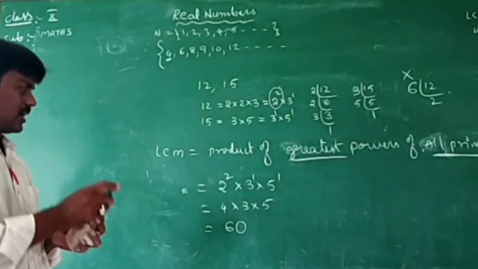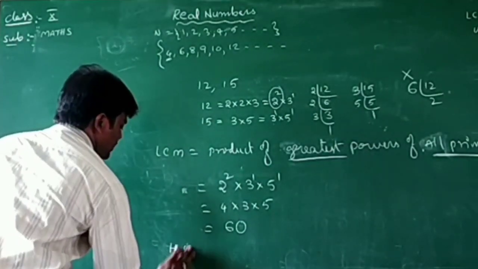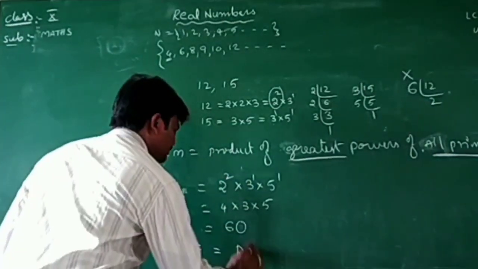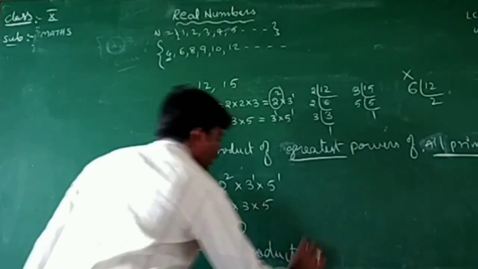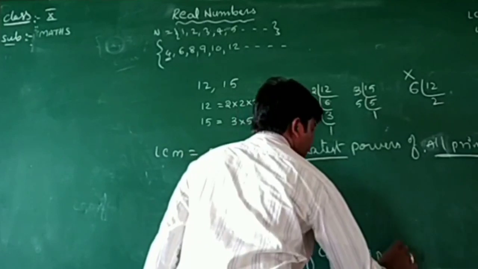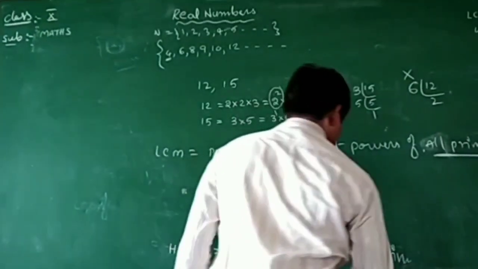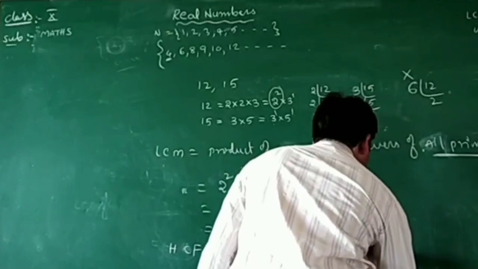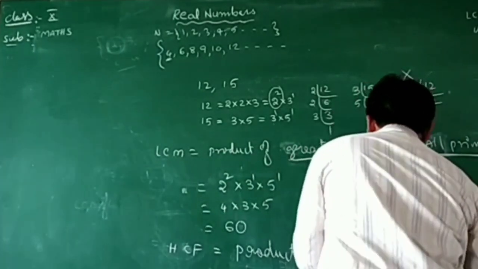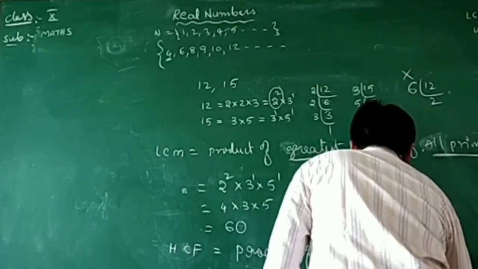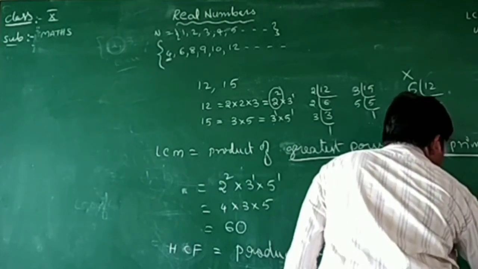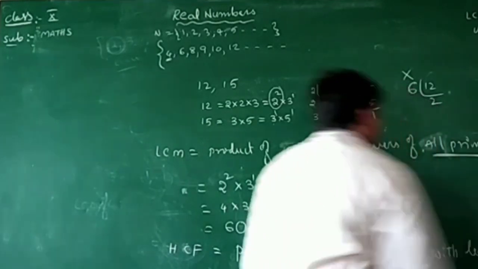Now coming to HCF, how to find the HCF? HCF is the product of common primes with least powers. That is the important point.